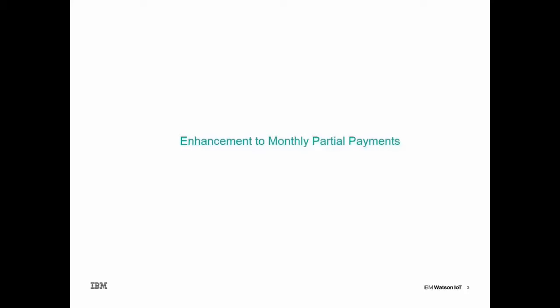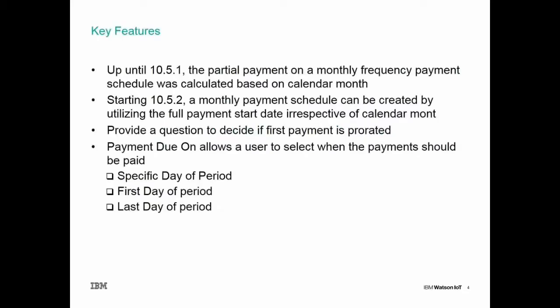The first topic of this session is the enhancement that we did around the monthly partial payment schedule. Up until 1051, the partial payment on the monthly frequency payment schedule was calculated based on the calendar month. Meaning if your payment start date is not on the first day of the month, the system will calculate the partial first payment, and if your payment doesn't end at the end of the month, it will also calculate the partial last payment.